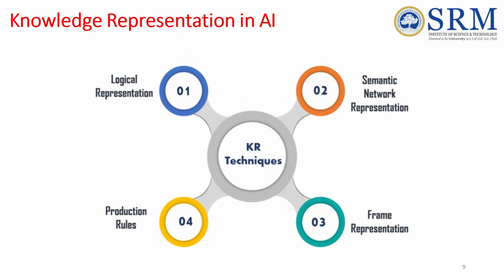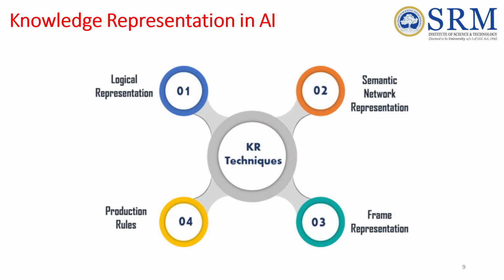It is easy to visualize, clearly shows the relationships, and supports the inheritance of properties. These are the advantages of it. It is difficult to represent complex rules, and a large network may become complicated. That is the disadvantage of it. NLP, knowledge graphs and expert systems are the applications of it.